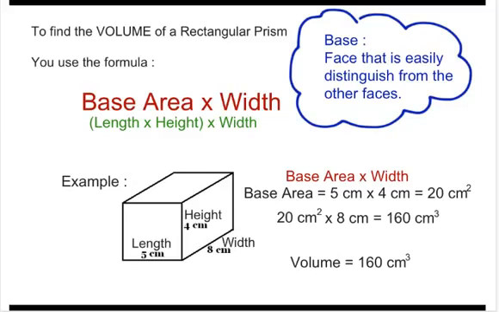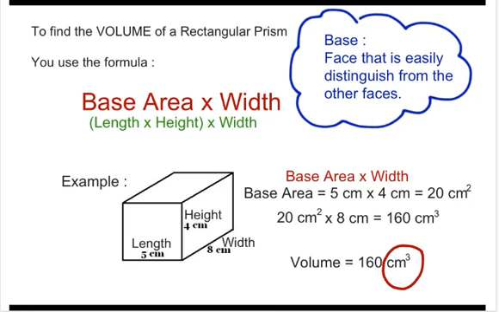So the base area in the example at the bottom is length times height. So 5 times 4, it gives you 20. Base area, 5 times 4, 20 square centimeters, because it was the area. Now you multiply the base area by the width. So 20 by 8, 160 cubic centimeters. Oh yeah, cubic centimeters, because I can measure the amount of little cubes I can put in my shape. But I use a formula instead of counting them one by one.